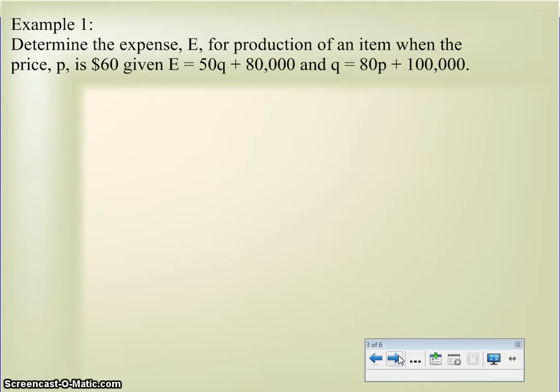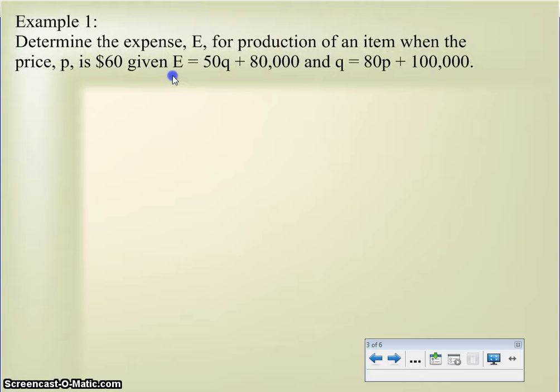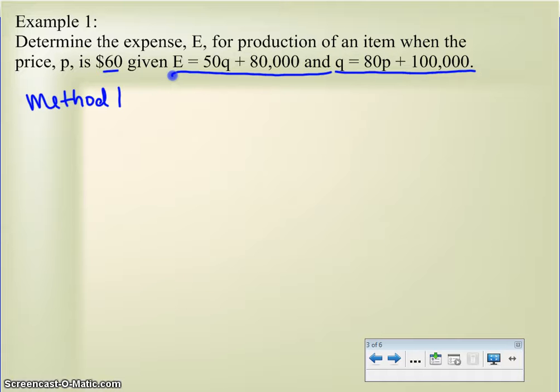Looking at our first example, it says determine the expense, E, for production of an item when the price P is $60, given an expense equation of E equals 50Q plus 80,000, and Q is 80P plus 100,000. So we actually have two different methods to go through today. Let's start with method 1. We are going to go through both methods, and I want you to work with the method that you're most comfortable with.